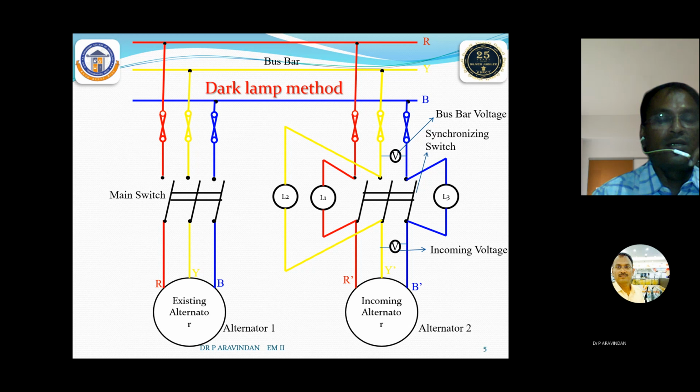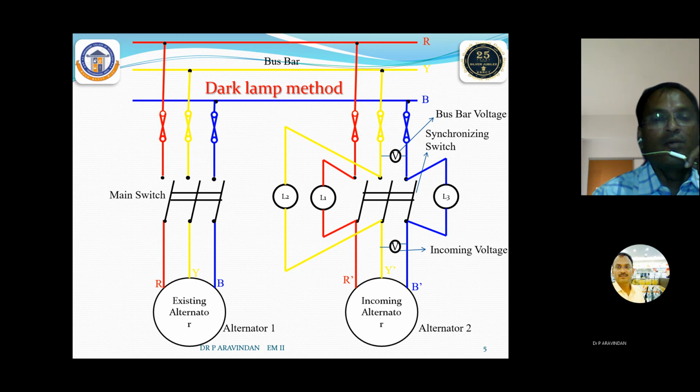Whenever the voltages are matched together, the potential difference across each lamp should be zero, because they should be in the same phase sequence, with the same phasor, opposing each other. For example, if it is 400 volts of the incoming generator and the same 400 volts on the existing bus bar, then the potential difference across the lamp should be zero. They cancel each other, so the bulb never glows.